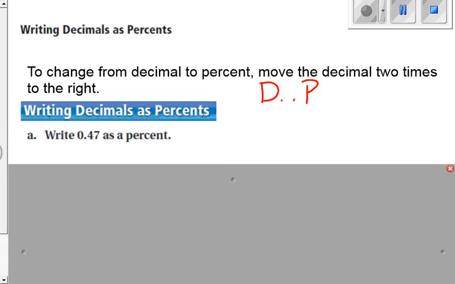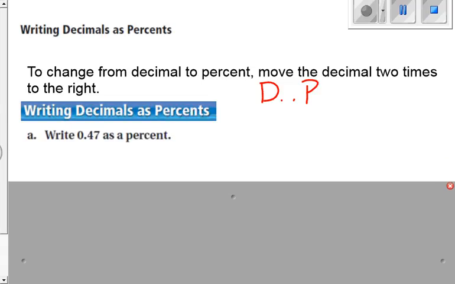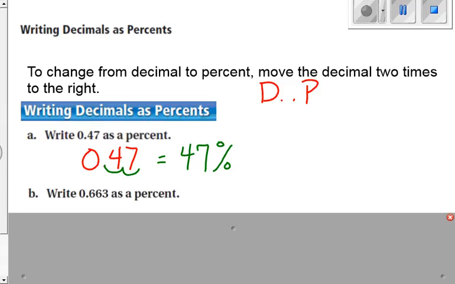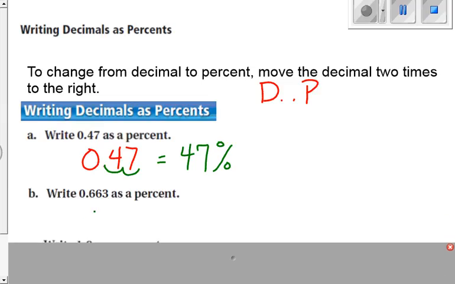So our first example says write 0.47 as a percent. So I'm going to rewrite the problem. I'm now going to move the decimal twice to the right, 1, 2. Our decimal is now behind the 7. So our answer is 47%. The next problem says write 0.663 as a percent. So I have my decimal between the 0 and the 6. I'm going to move it twice to the right, 1, 2. And that gives me an answer of 66.3%.